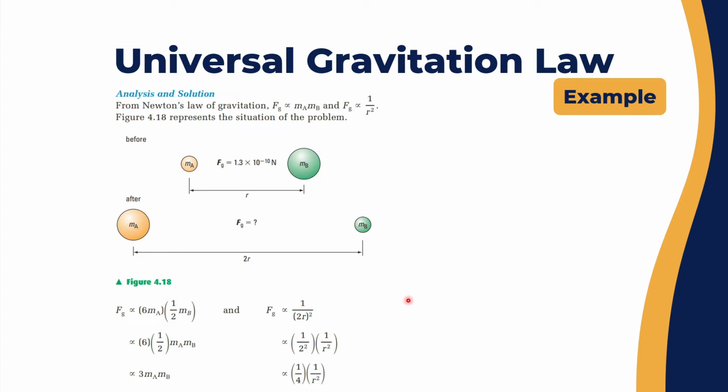So here, before, we have MA and we have MB, we have a distance. The gravitational force was 1.3 × 10^-10 newtons. Now, what is the Fg if you change the mass of A? In this case, he increased the mass of A, reduced the mass of B by half, and doubled the distance to be 2r instead of r. What is the gravitational force?